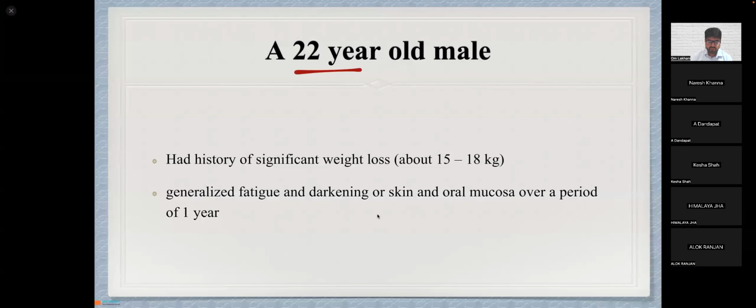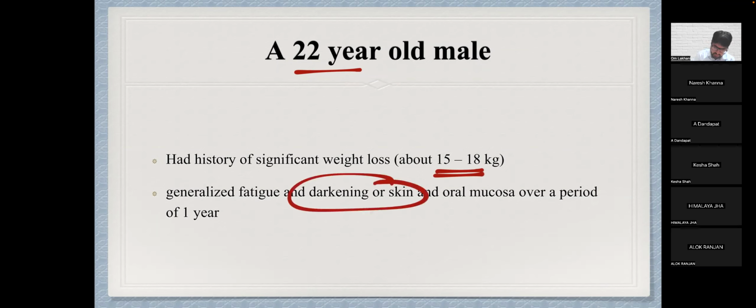Here I am going to demonstrate a case of primary adrenal insufficiency. This patient had a history of weight loss of about 15 to 18 kgs, generalized fatigue, and darkening of skin. Now comes a very interesting clinical point: darkening of the oral mucosa over a period of 1 year.